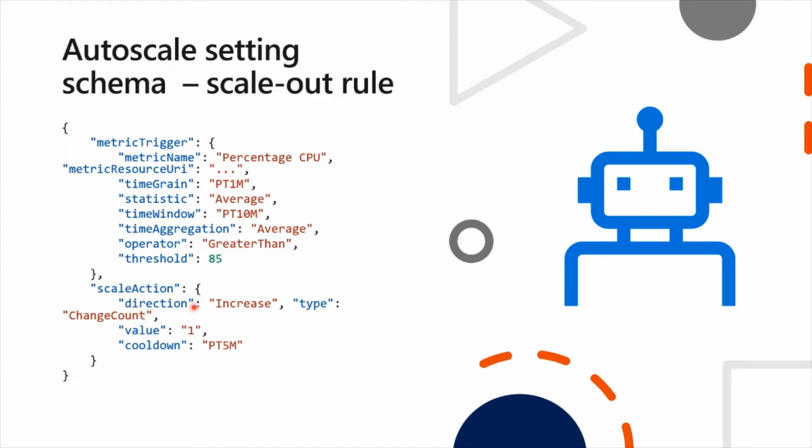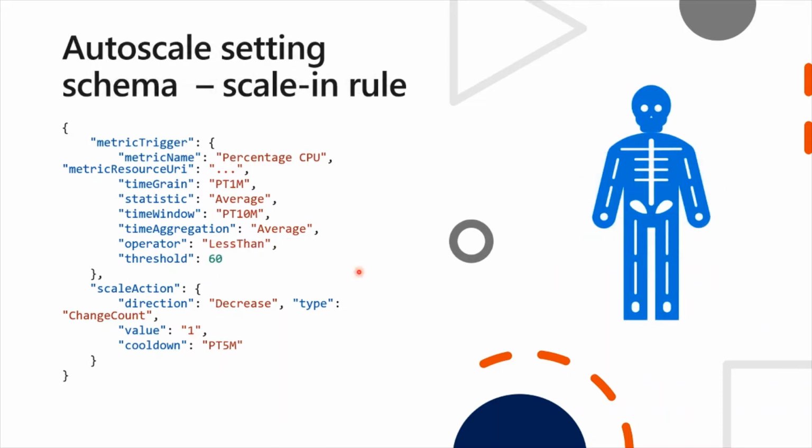In the same way, the scale action is increase. Once you have the rule, you need to define the scale action: type change count, value 1, and cooldown of 5 minutes. So you're setting up the scale out rule. In the same way, we can have the autoscale settings schema scale in rule. Here we say average for 10 minutes. If it's less than 60, then we decrease the count by 1, and the cooldown period is 5 minutes.